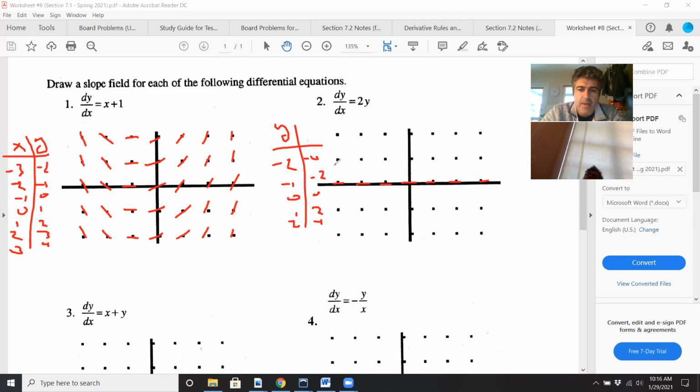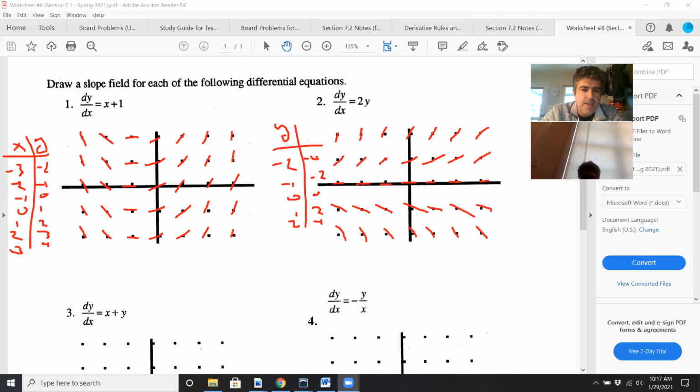At y equals 1, we have slope of 2. At y equals 2, you have slope of 4. It's even steeper. Then here, it's slope of -2. It's all relative, you know. And then even steeper here, because you want to show it getting steeper for -2. So just slope field there for that one.